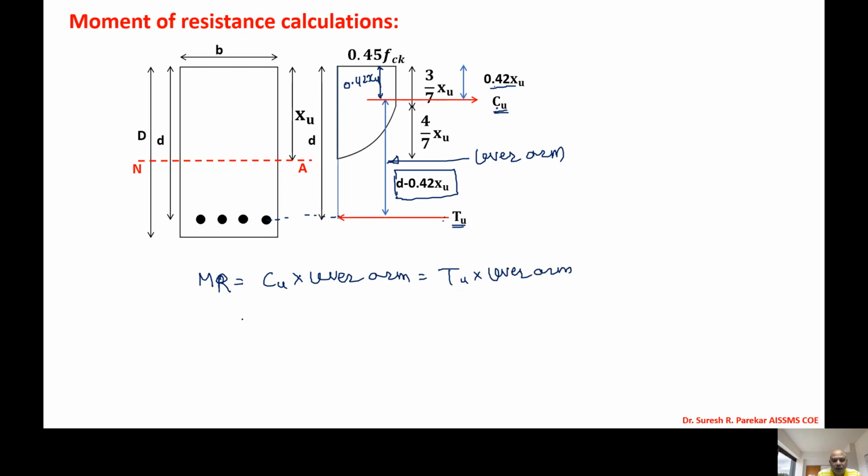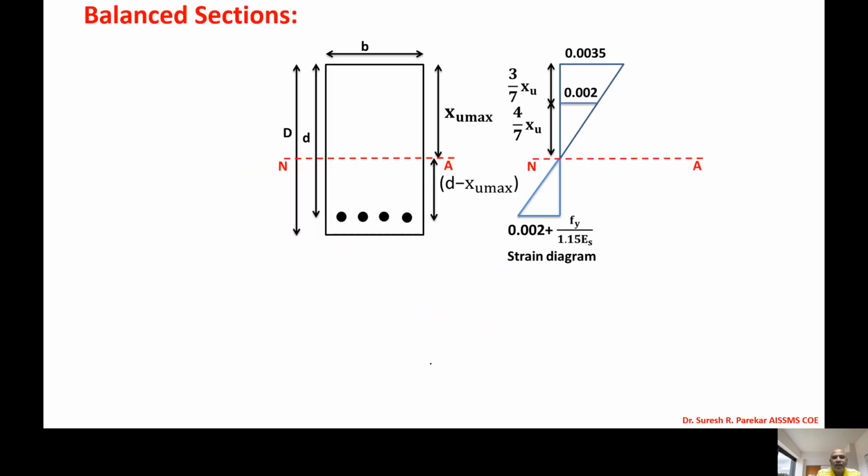Now Cu we have 0.36 fck Xu into b in bracket d minus 0.42 Xu, that is equal to 0.87 fy Ast in bracket d minus 0.42 Xu. And from this we are going to get the value of the moment of resistance. So we have this as the moment of resistance. And then we will see the last part, that is the balanced section.